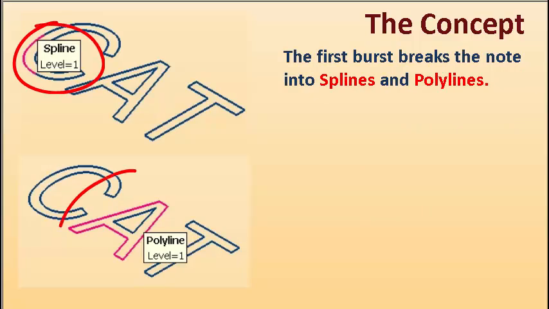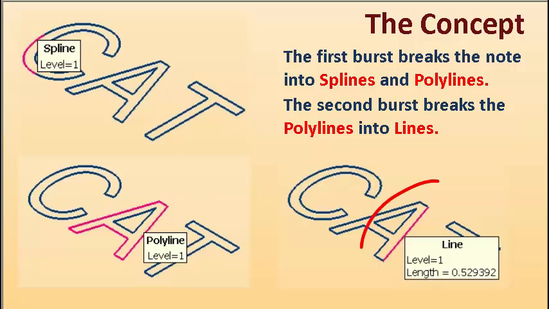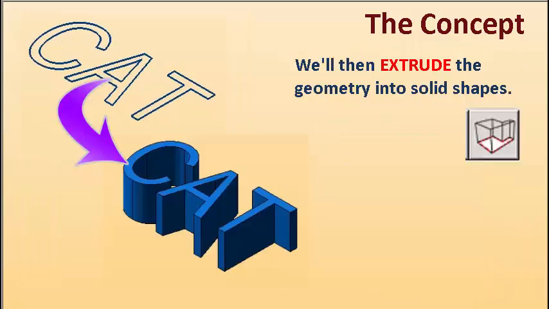The first burst breaks the note into splines and polylines. The second burst breaks the polylines into lines. We'll then extrude the geometry into solid shapes. So let's work with an actual file.